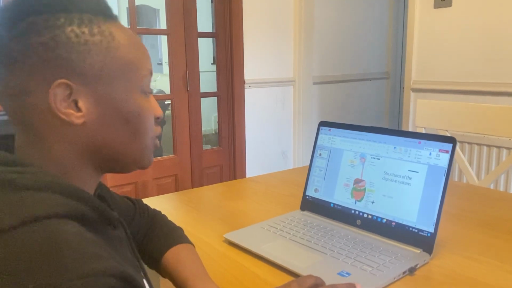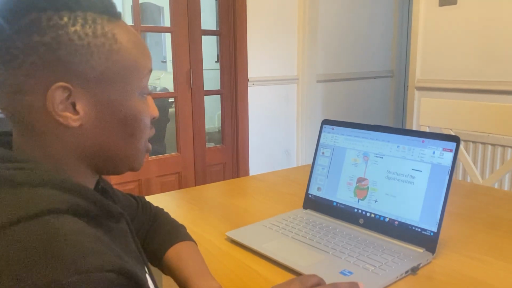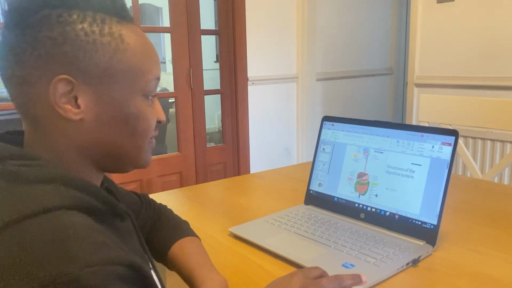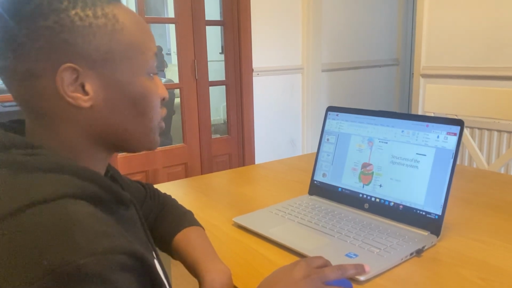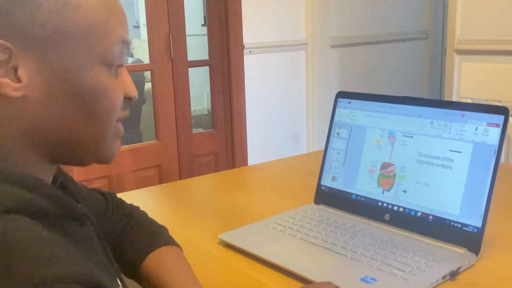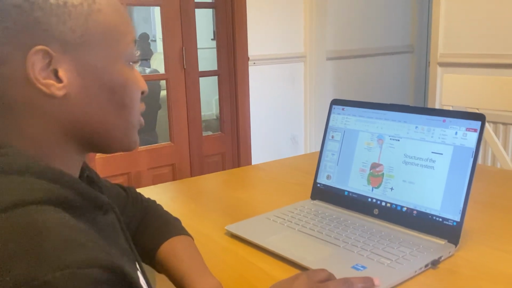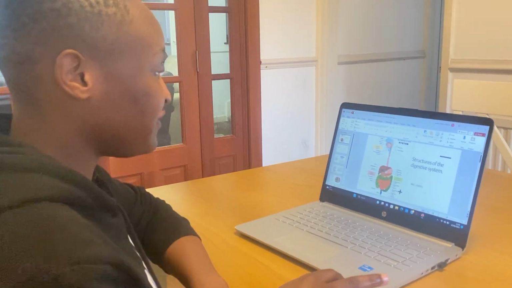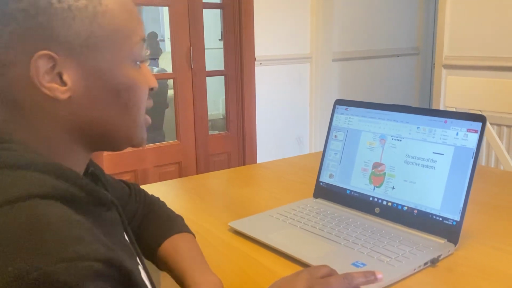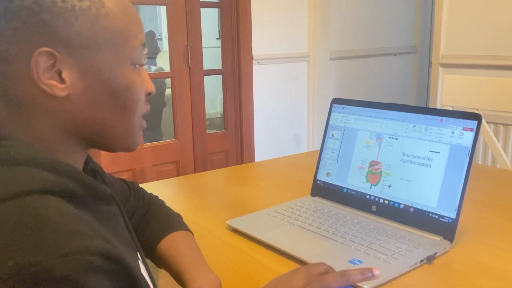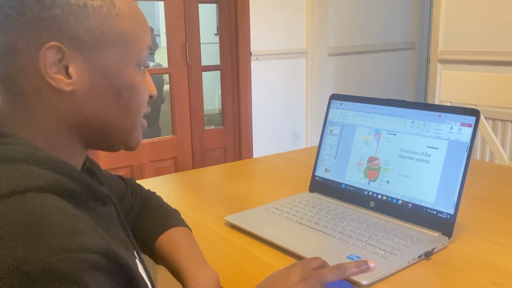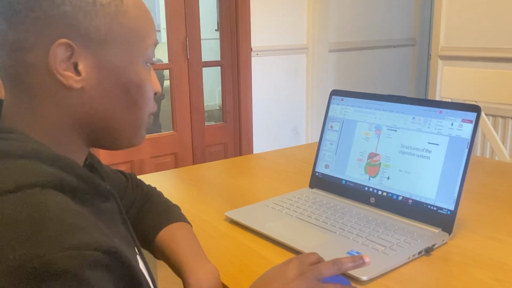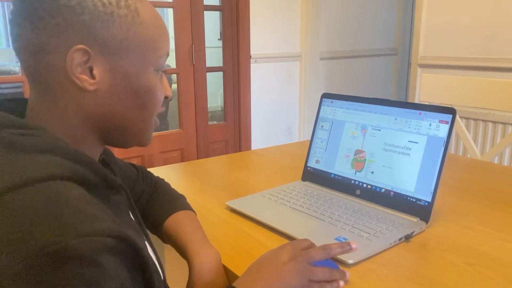I'm here today to do the presentation of the digestive system in general. So we have structures of the digestive system. The first structure is the pharynx, followed by the esophagus. Here we have the liver, the gallbladder there on the liver.